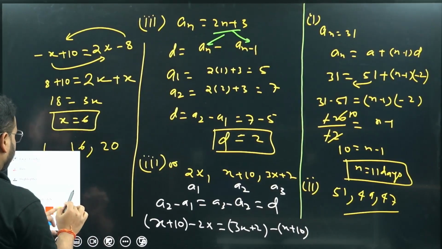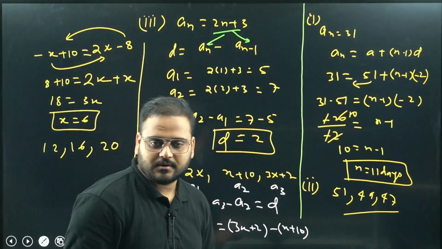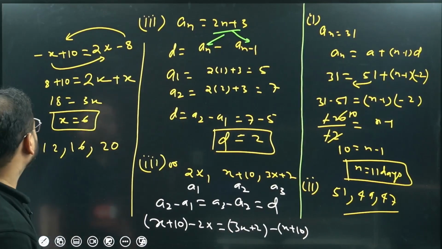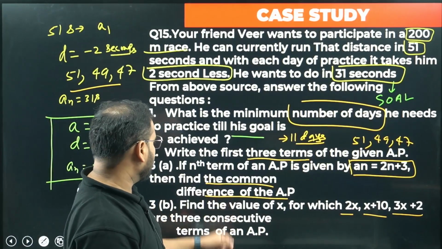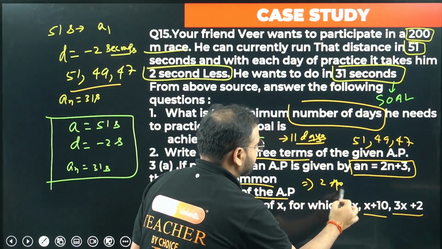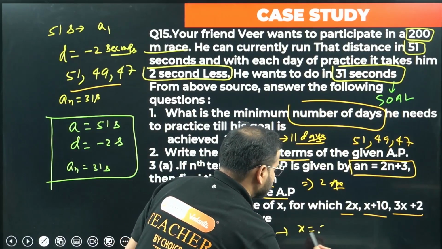12, 16 and 20 are in AP, right? What's the common difference? 4. 12 plus 4 is 16. 16 plus 4 is 20. Please have a look from the very beginning. Question number 3, what is the answer? Common difference is coming as 2. And for this part, the value of x is 6.